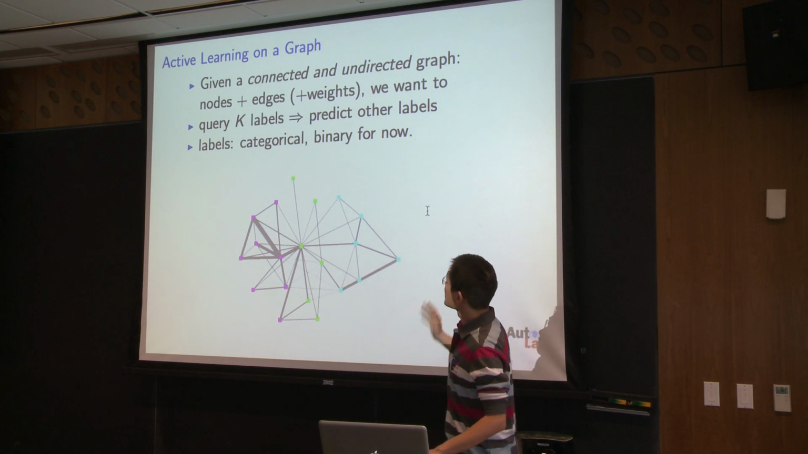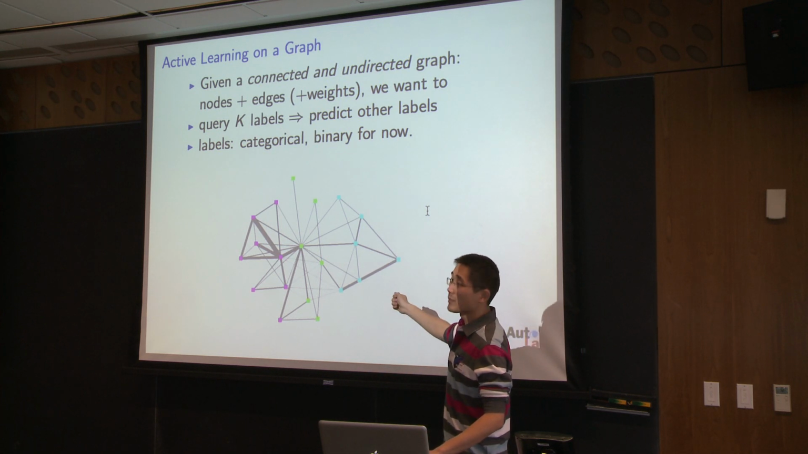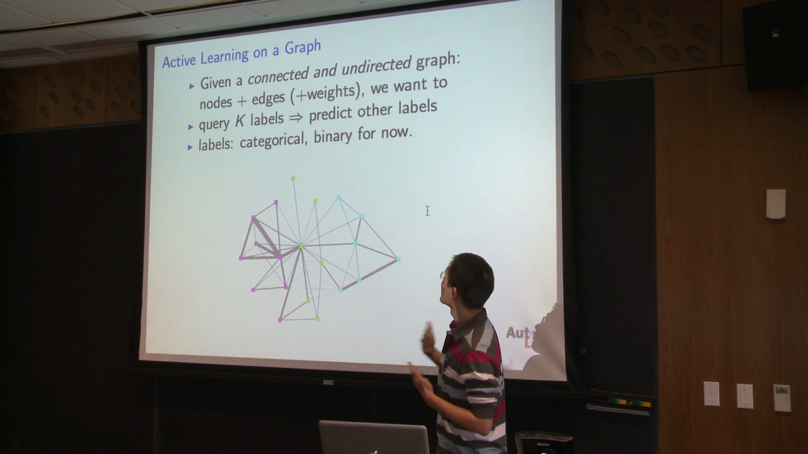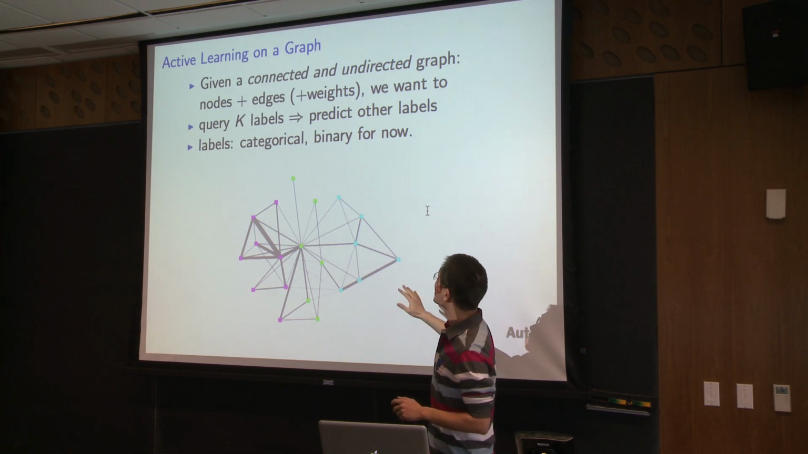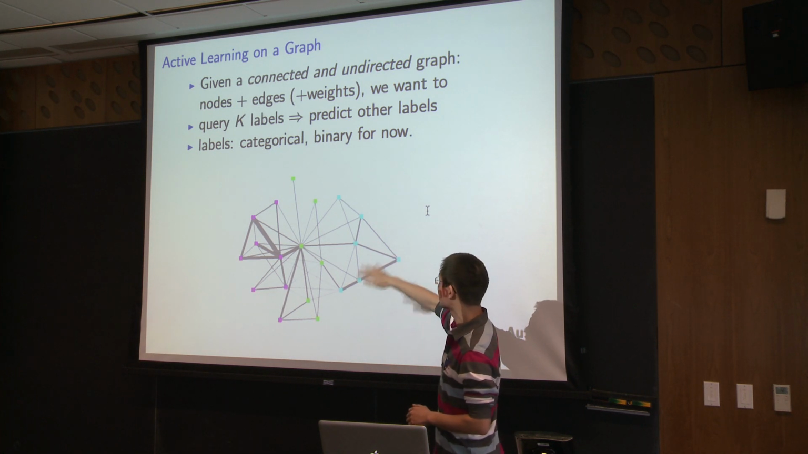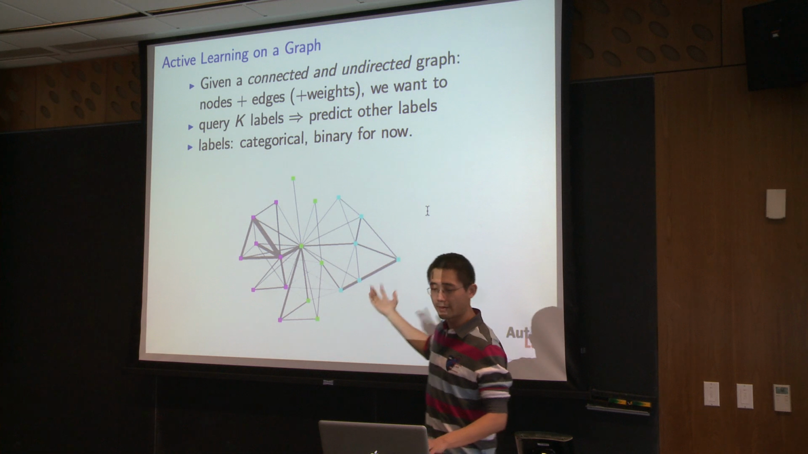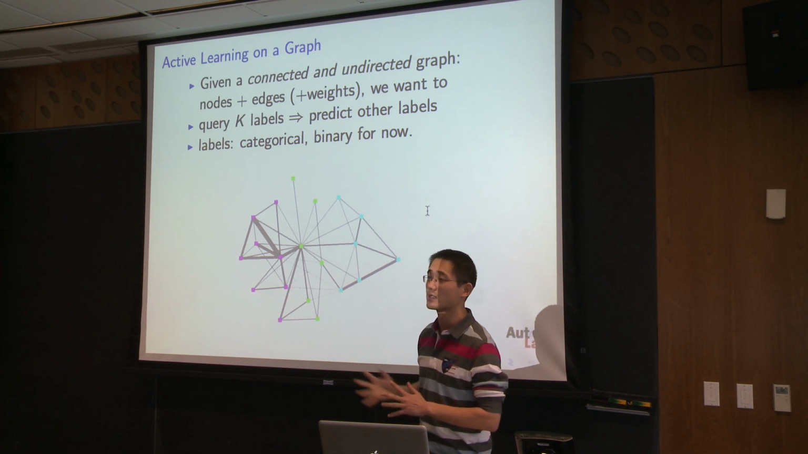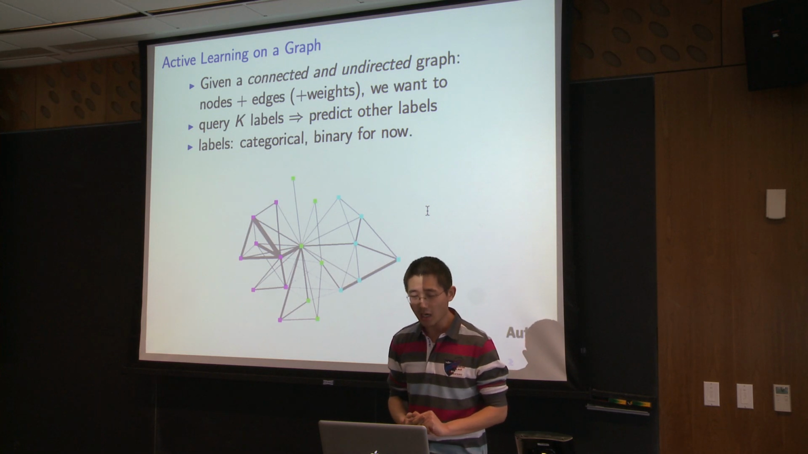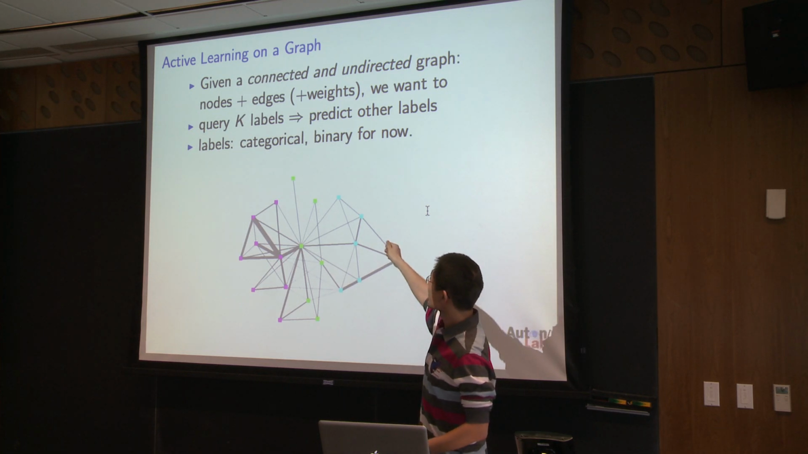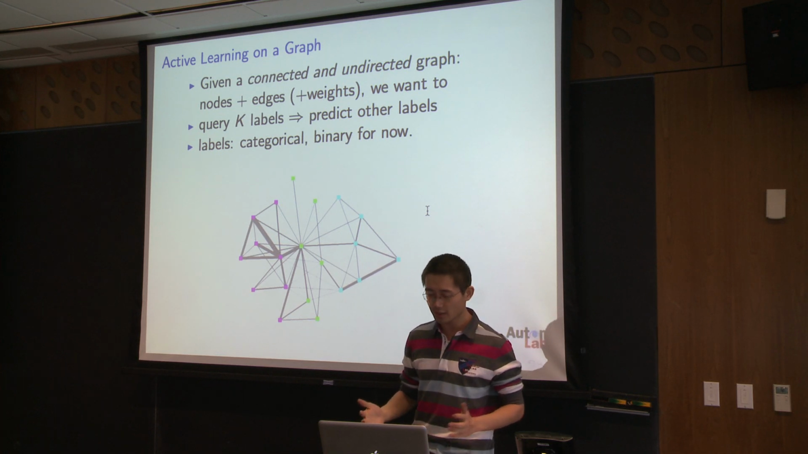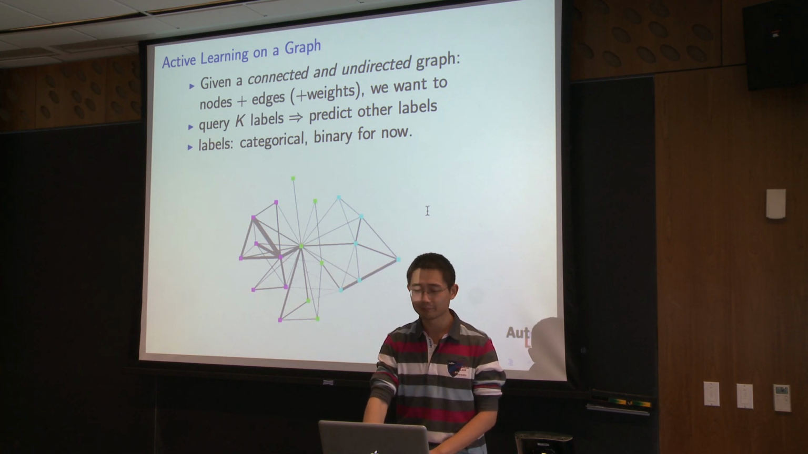So there's a decision to make here, which k labels we want to query. And the labels are categorical. We just take the labels to be binary for now. This is a categorical label. There are 3 classes, but in the nature I'll just assume 2 classes on the graph without other mentioning. Yeah, so the question is, which k labels we want to pick? This is a canonical active learning problem.